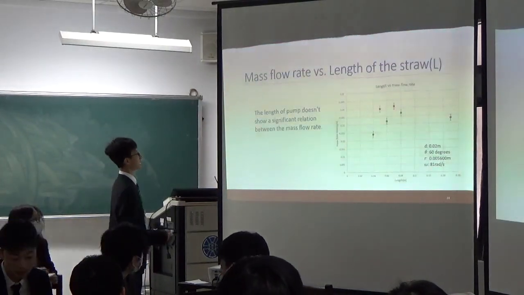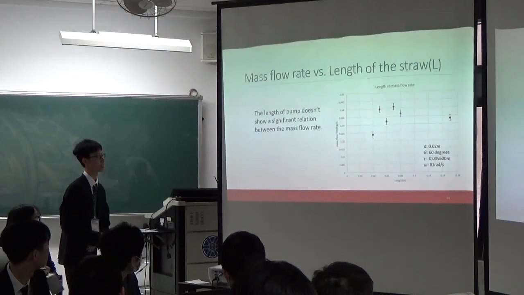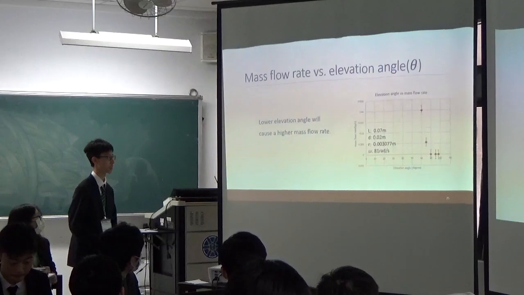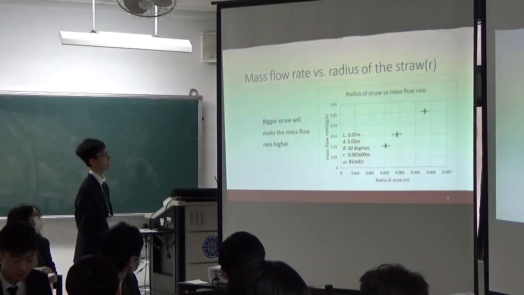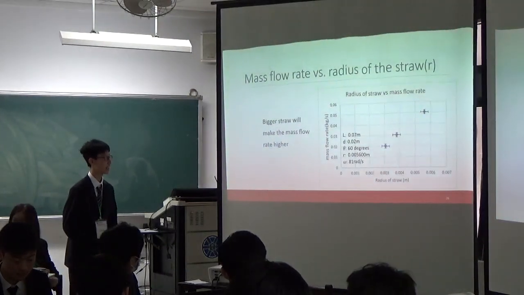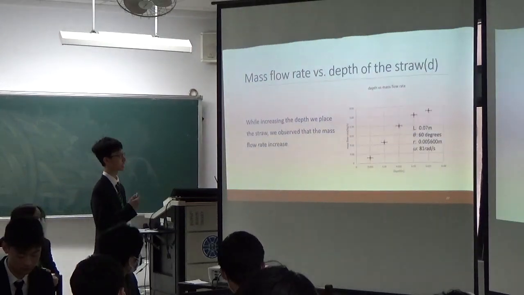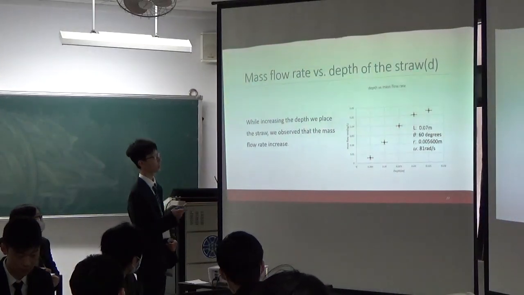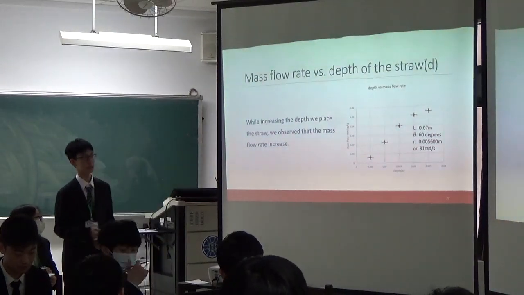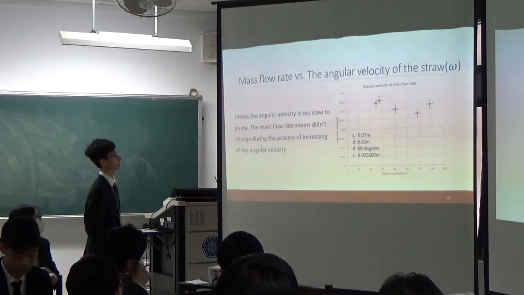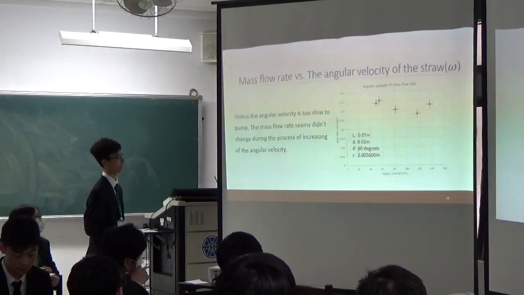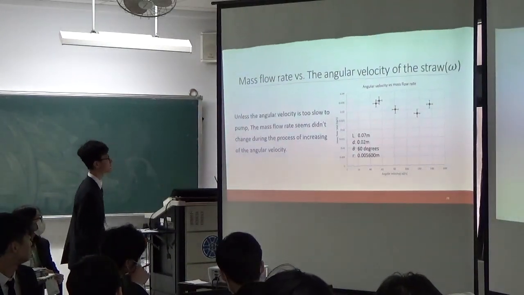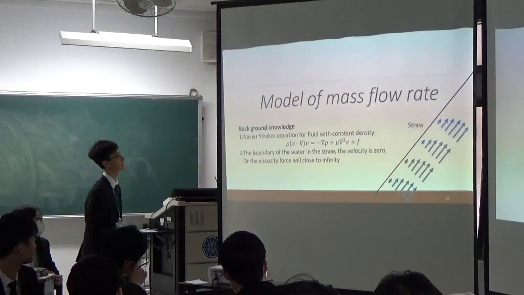First, the depth of the pump doesn't show a significant relation with the mass flow rate. A lower elevation angle will cause a higher mass flow rate. A bigger straw makes the mass flow rate higher, and when we increase the depth at which we place the straw, we observe that the mass flow rate also increases. And we need to create a model to explain that. A smaller angular velocity also won't impact the pumping speed.